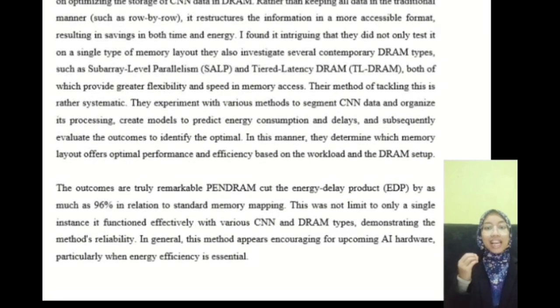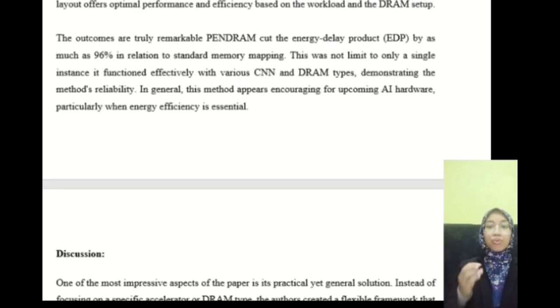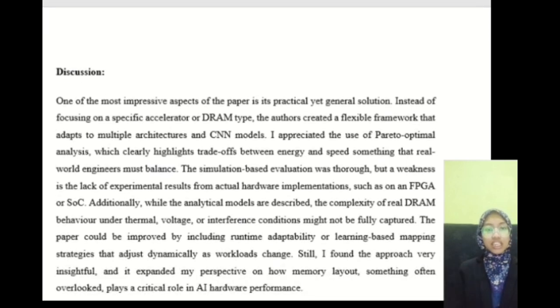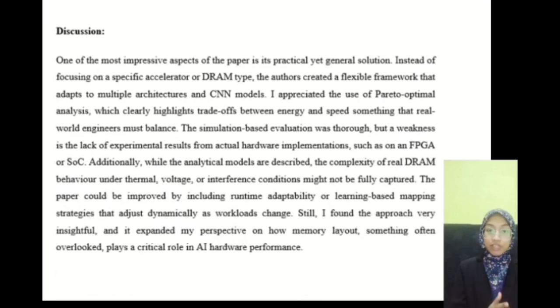That's huge. What I liked the most was how flexible their method is. It works across different CNNs and memory types. However, I do think it would have been even better if they tested it on real hardware, like an FPGA. Still, the paper gives me a deeper appreciation for how memory layout can really affect system performance.